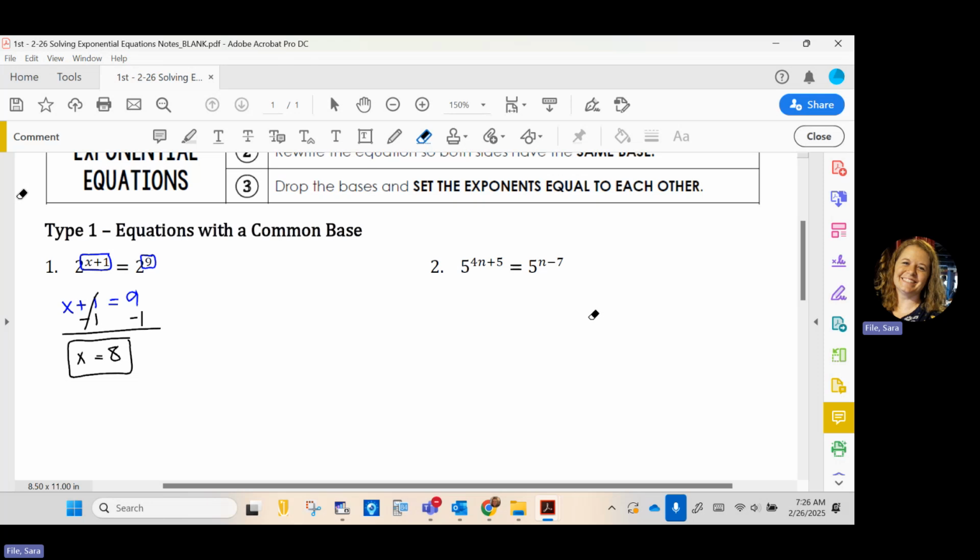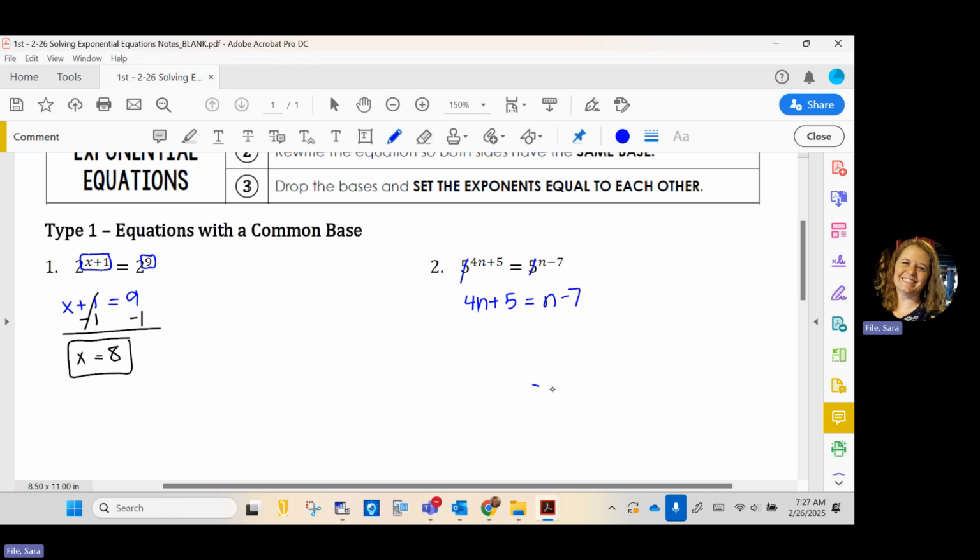Now let's try this one. This one is already set up for step 3 as well. We've got base 5 to a power equals base 5 to a power. So I'm able to simply set those exponents equal to each other. You can think of it as just dropping off the base. So I've got 4n plus 5 equal to n minus 7.